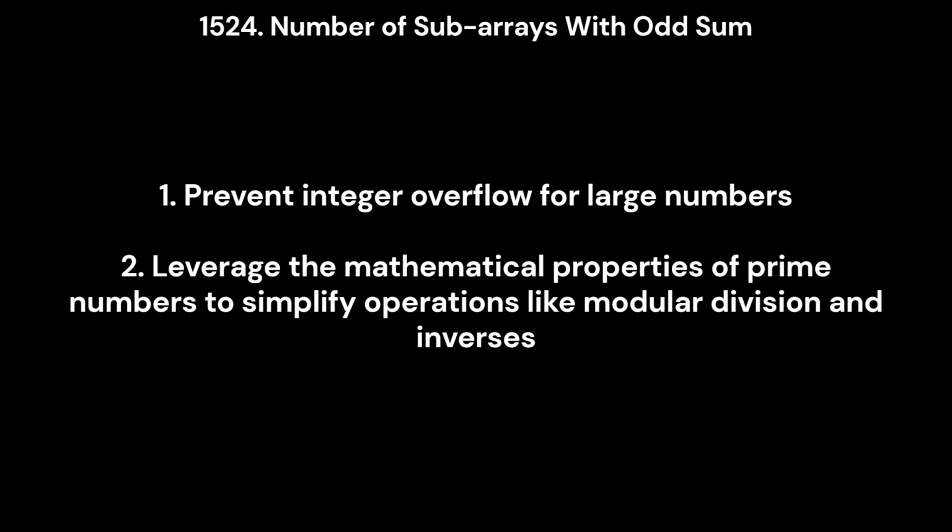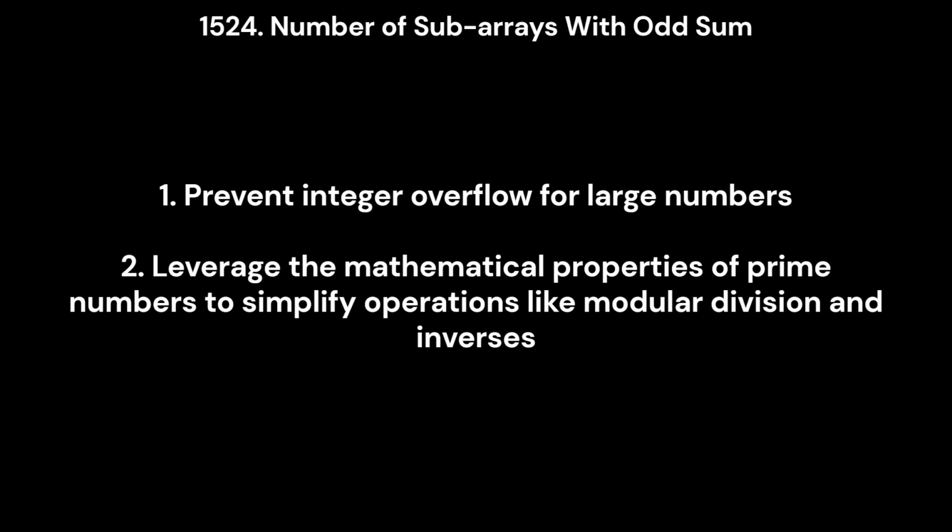The next problem is a good example to explain why we often take results modulo 10 to the power of 9 plus 7. It's because the count can be huge. This large prime is a standard contest modulus, and here it simply keeps the result bounded as the problem requires.